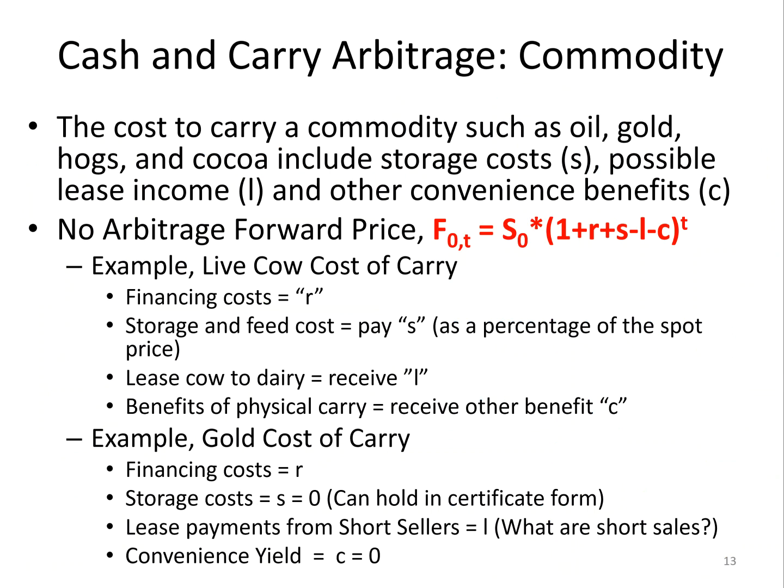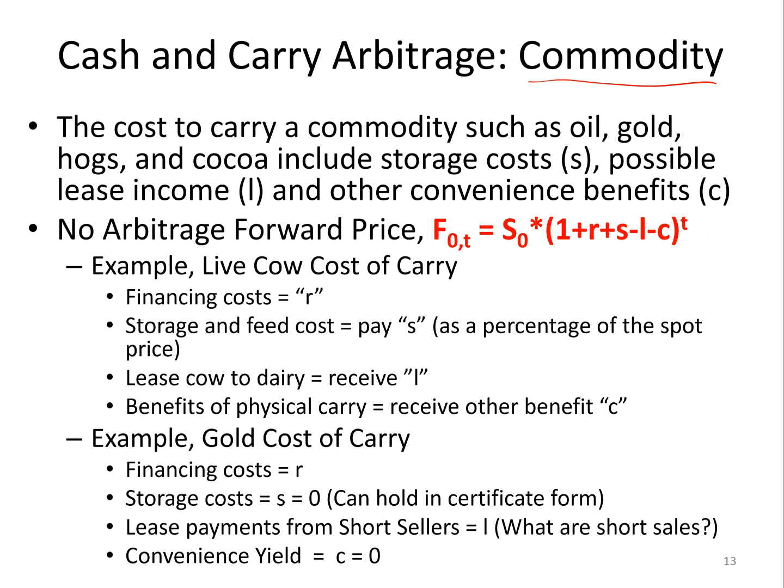Let's talk about the cost of carry for a commodity. So for a stock, it's pretty straightforward. The cost of carry is R minus D: the financing rate R minus the dividend yield D. Now let's talk about a commodity, such as oil, gold, hogs, cocoa. In that case, the cost of carrying a physical commodity is a little bit different.